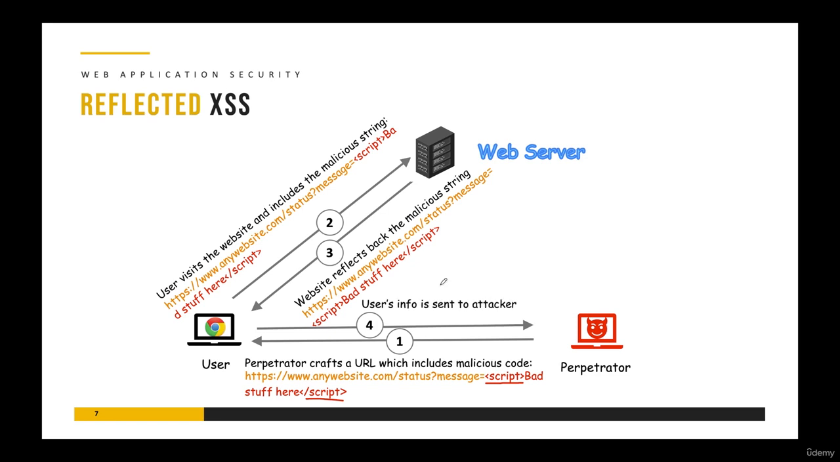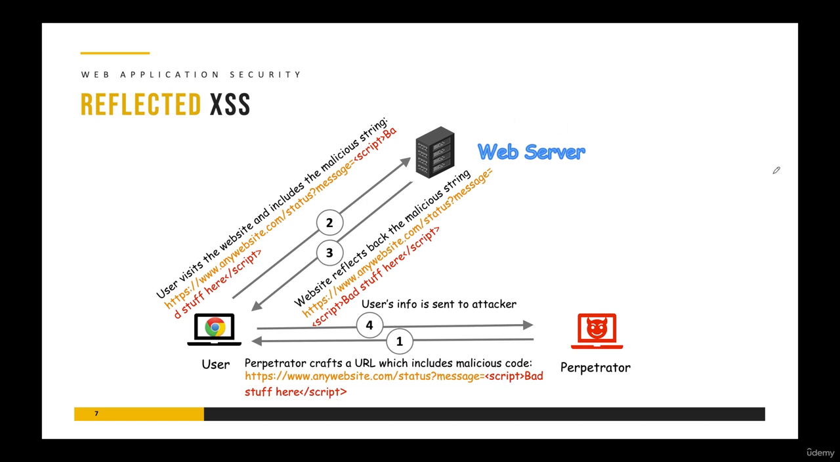So this attack doesn't happen directly. The malicious link is sent including the malicious script. The user clicks it, and when it reaches the server, the server simply reflects it back. And when this message reaches the user, the script gets loaded and basically executes on the browser of the client or the user and steals information and sends it to the perpetrator. So this is how the reflected cross-site scripting attack works.